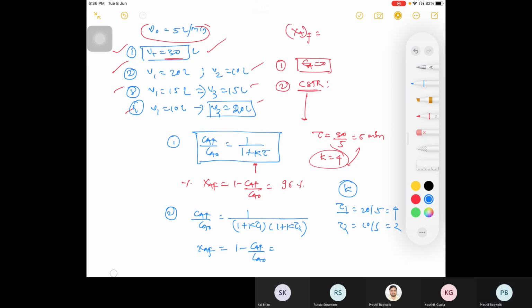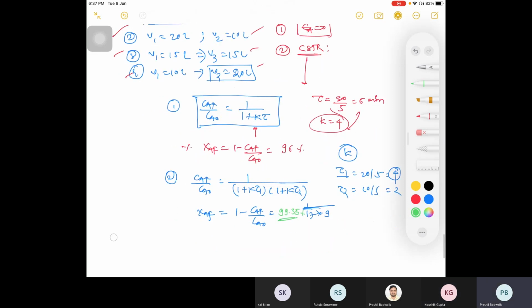So it is 4 into 4, that is 16, that is 1 by 17, into 1 by 4 into 2 is 8 and this is 9. Okay. Anyone? 99.3%. Okay. And what are the digits after the decimal? 99.35. Okay. So this is your conversion.